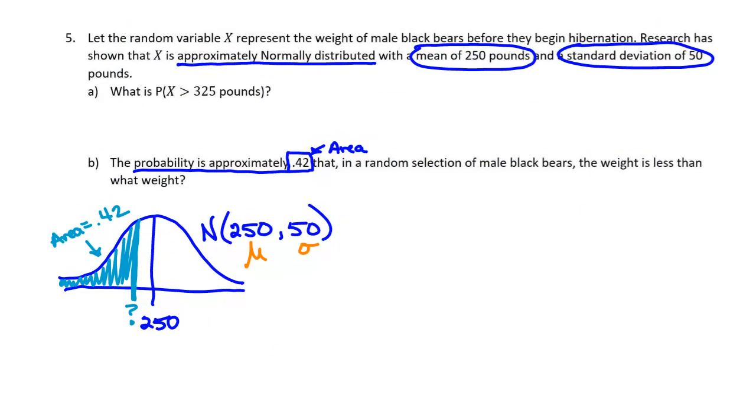So if we have the area and we are looking for an x value, how do we do that? Normally we have the value on the x-axis. That's when we do normal CDF. When I already have the probability, how do we approach that?